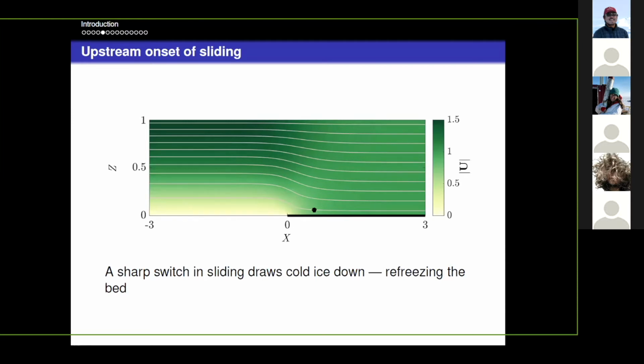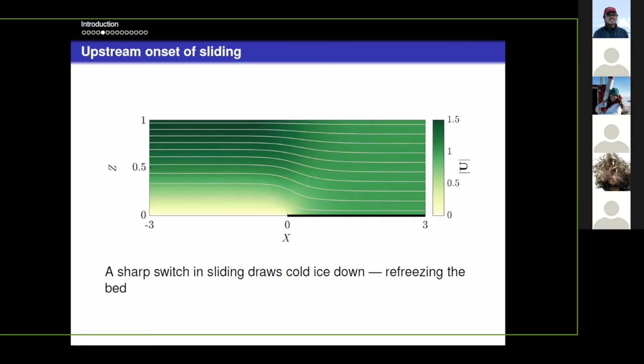And so as you switch on sliding at the origin of this local coordinate system, what you do is you accelerate the ice to the right of here, but because ice is incompressible, it means that you have to pull down ice from higher up in the column. And what that does is it pulls colder ice closer to the bed. It increases your temperature gradient near the bed, and it should essentially instantly freeze the bed. So there is a fundamental modeling issue with this.